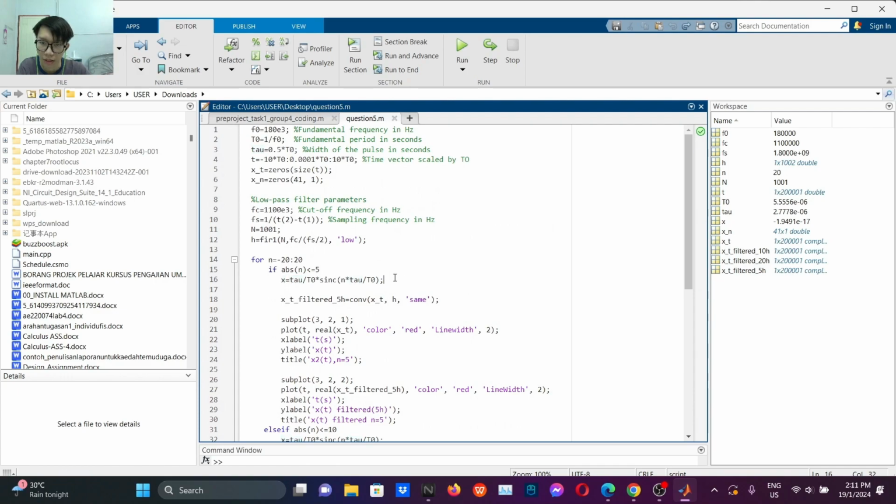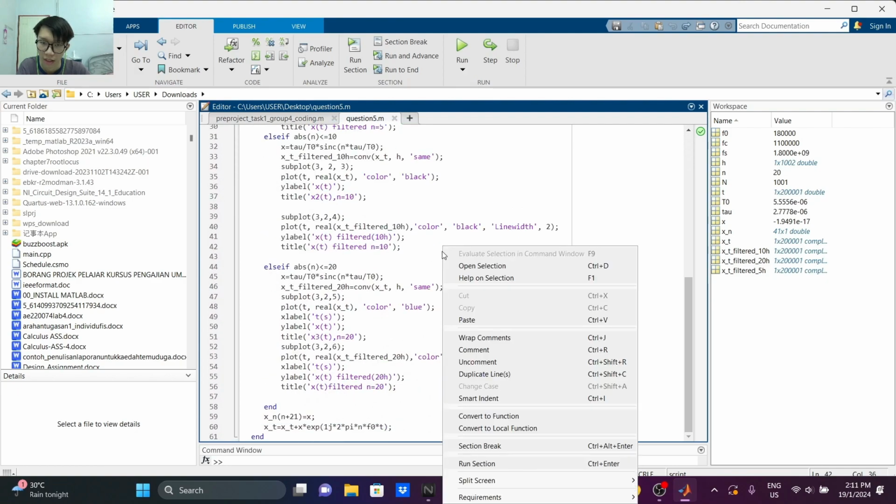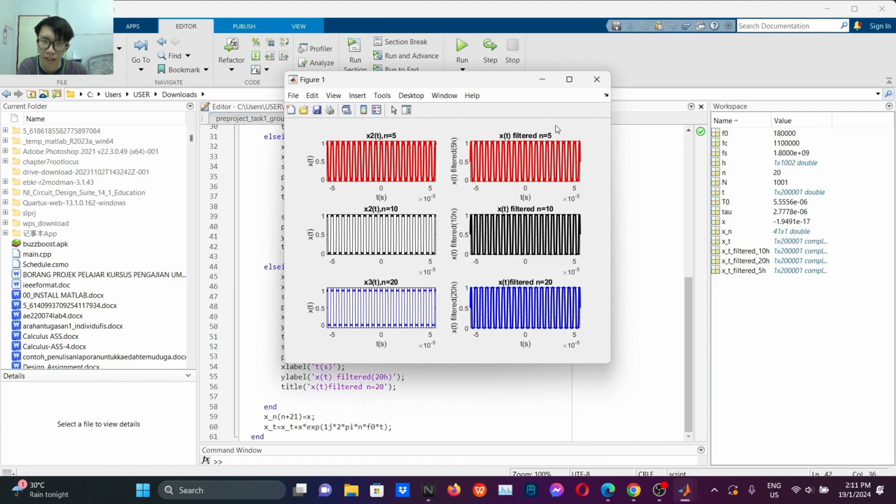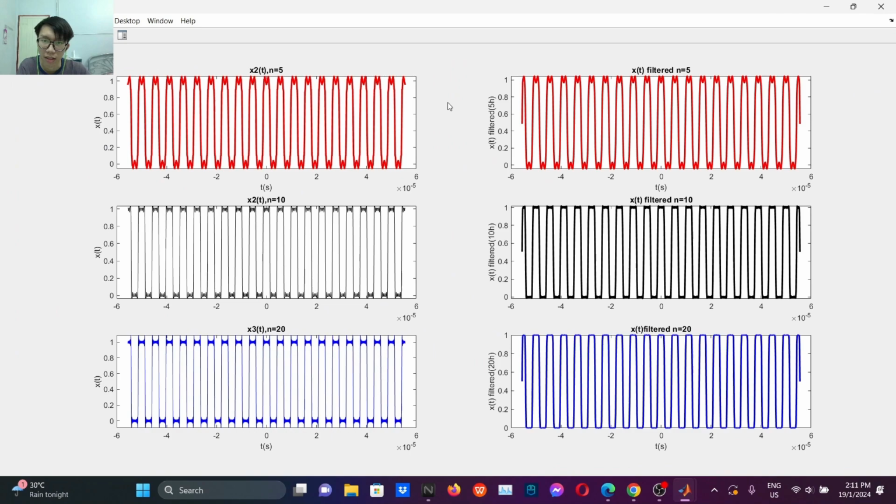If we pass our signal to the low pass filter, and we run the method coding, these are the output stored by the method coding.